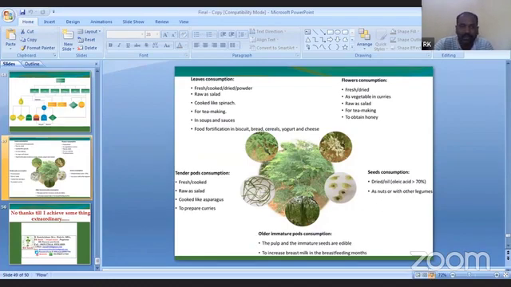Here you see leaf consumption, tender pod consumption, flower consumption, seed consumption, older immature pod consumption. The whole tree, that is a miracle tree. We use it for a lot of purposes in cooking: fresh, cooked, dried, powder, and byproducts are also there. I already said everything in the first slides. Okay.